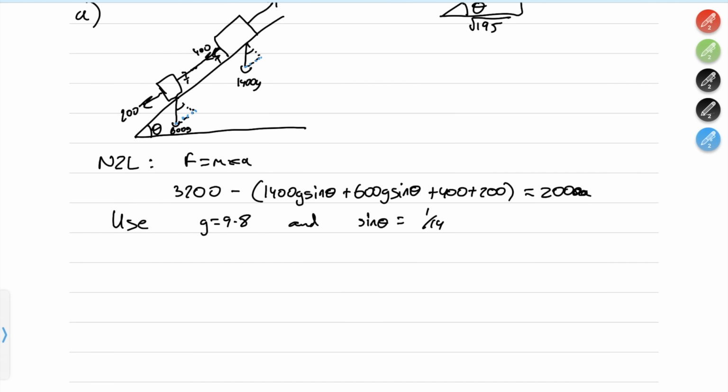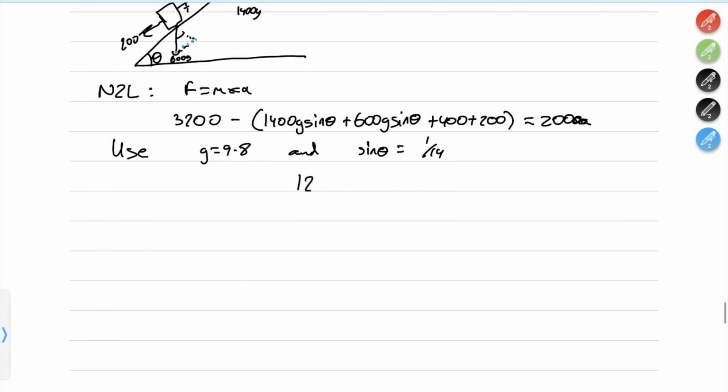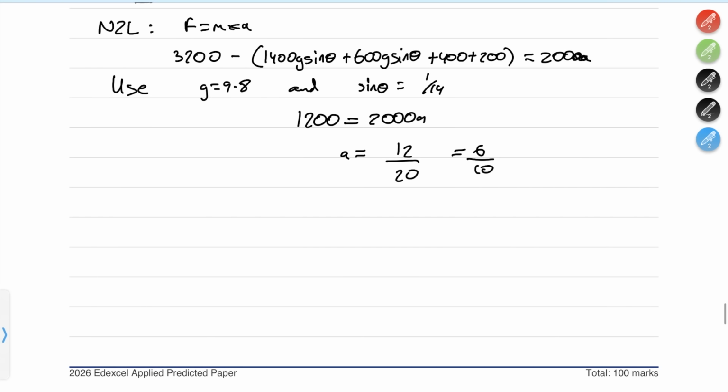So if I substitute this now into my calculator, I'm going to use 3,200 minus 1,400 times 9.8 times 1/14 minus 600 times 9.8 times 1/14 minus 400 minus 200. That gives me 1,200. So 1,200 equals 2,000A. So A equals 12/20 equals 6/10. So therefore A is equal to 0.6 meters per second squared. So that is our acceleration of the system.